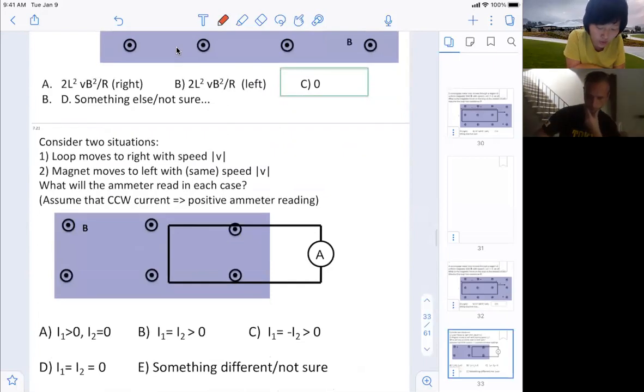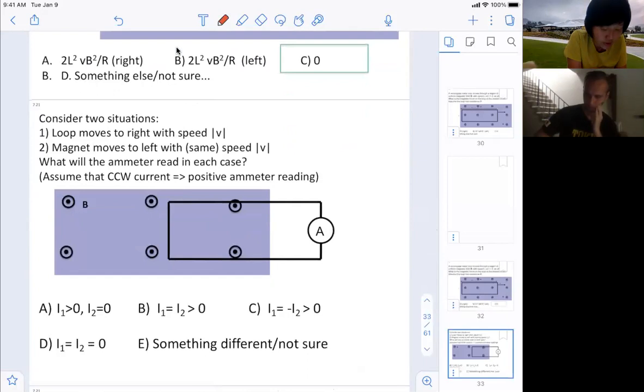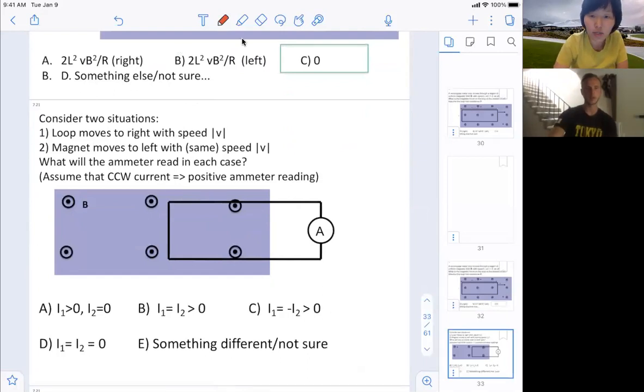All right, so I want us to look at this question. In two situations, you have a loop moving to the right with velocity v, or you can move your magnets. You can move your magnetic field with the same velocity to the left. And you have an ammeter connected, so you can read the current in each of the cases. What would you think the currents will be related to each other in these two cases? I'm going to give you a couple minutes to discuss this question, and when you come back, we can vote.